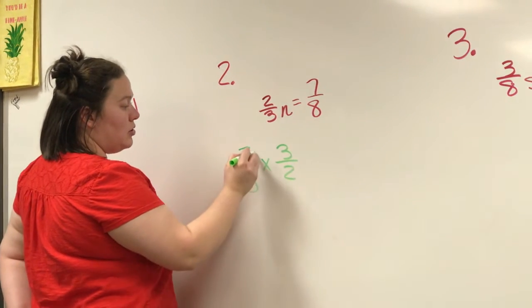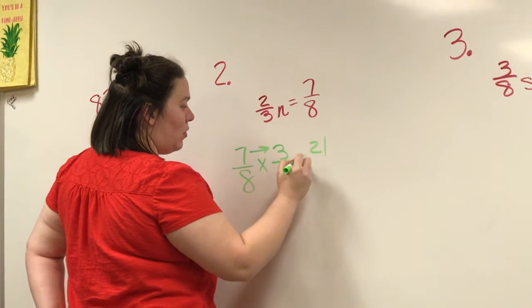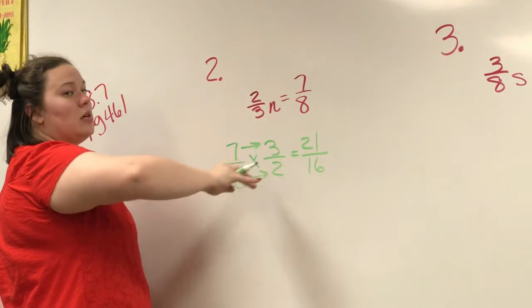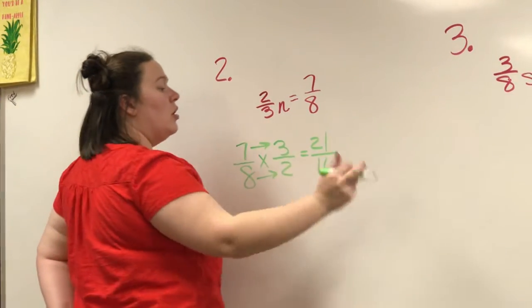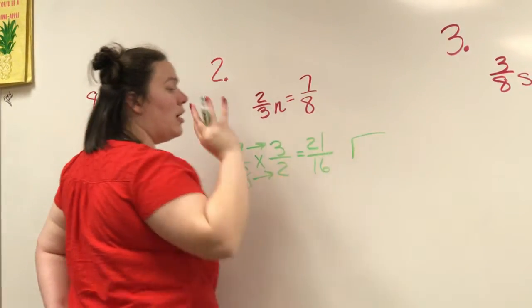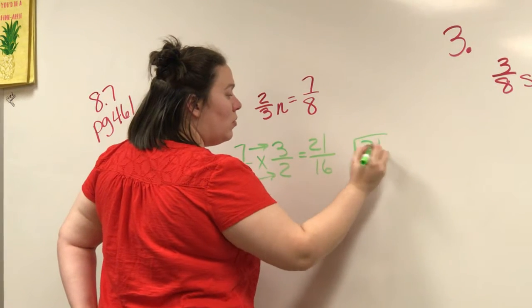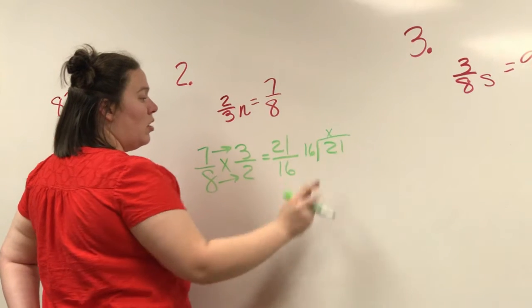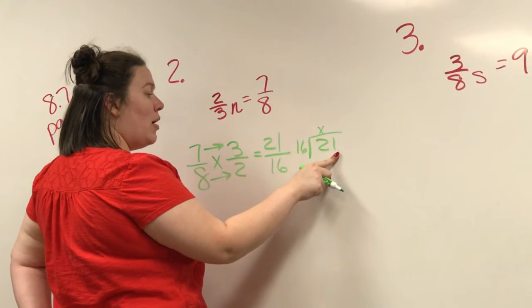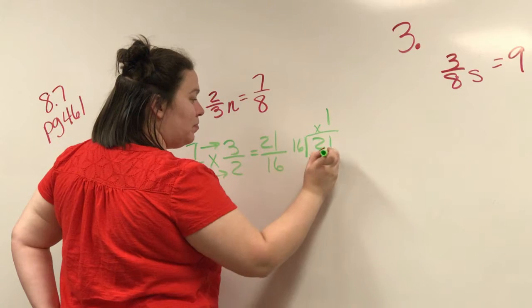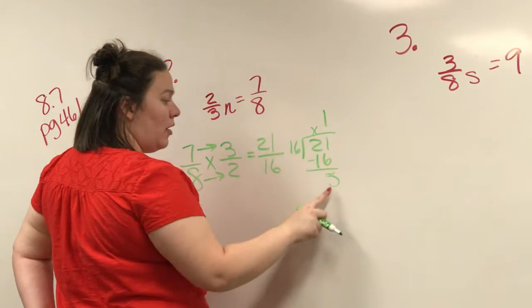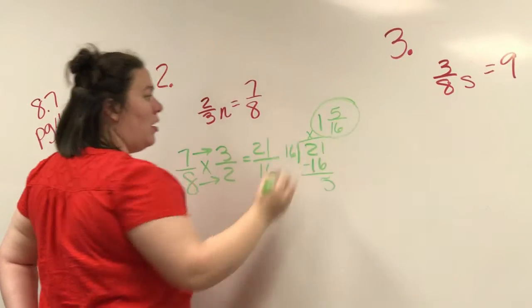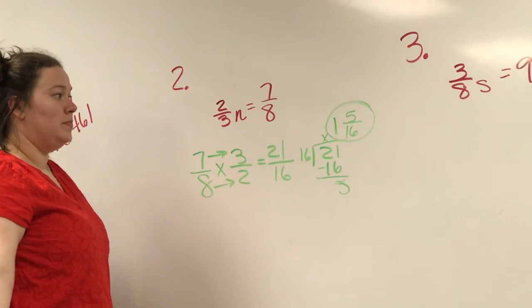I can't crisscross reduce any of these, so that turns into a 21. That turns into a 16. The bigger number is on top. I don't like that, so you need to turn it into a mixed number and shove the top number over. 21 and 16. 16 cannot fit into 2. 16 can fit into 21 one time. And 5 goes at the top. 16 goes at the bottom. And that is your answer.